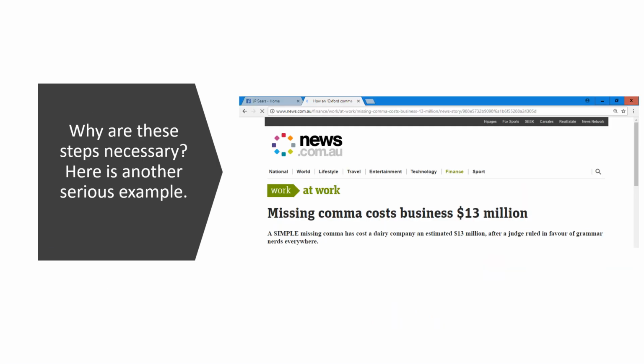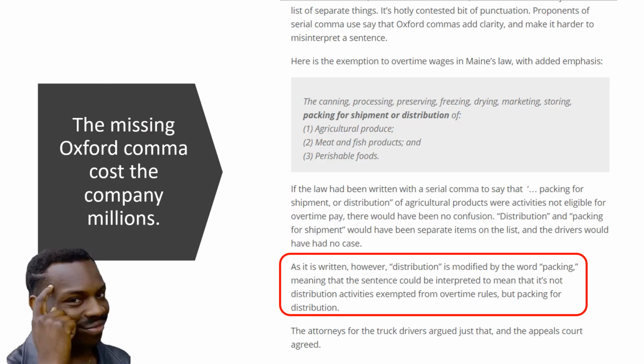Here is another serious example. Okay, it's not indicated here when this happened, but it happened recently. Because of a missing comma, a business lost $13 million. A simple missing comma has cost a dairy company an estimated $13 million after a judge ruled in favor of grammar nerds everywhere. So what happened? Here's what happened. The missing Oxford comma cost the company millions of dollars.